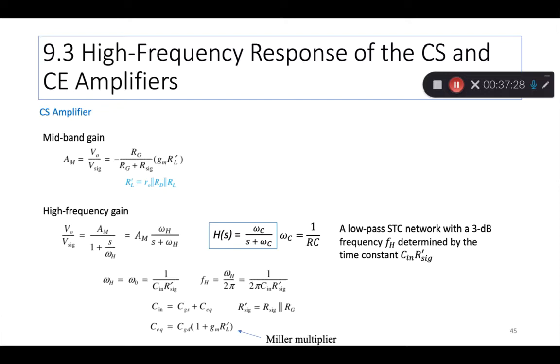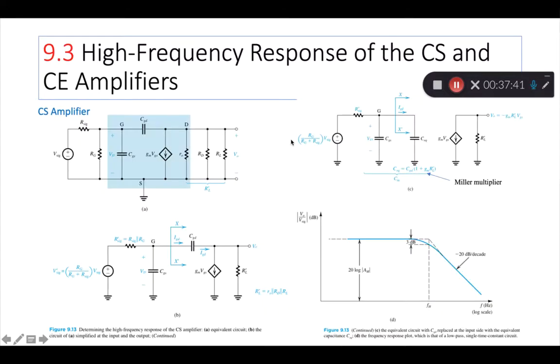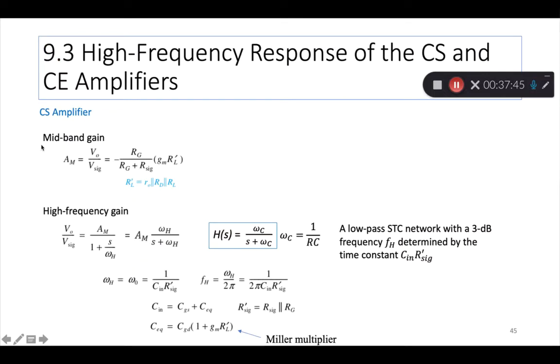Okay, one more slide of important information. Now we saw the plot, the frequency response plot. The mid-band gain is flat, right? This portion is a constant. So that portion is the mid-band gain, and it depends only on the resistances and the GM. And this is the formula.